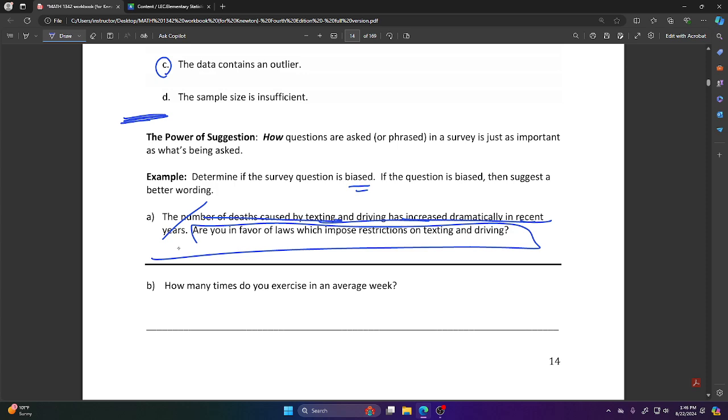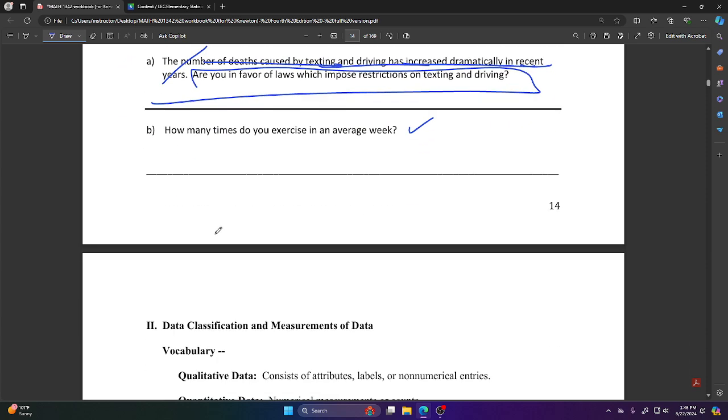Perfect. Here's another one. How many times do you exercise in an average week? Is that biased? No, you're just asking. You could put some other things in there, but this one's pretty straightforward. I'm going to say that's a check mark. I like that one. Okay, cool. Any questions on that? Okay, pretty straightforward.